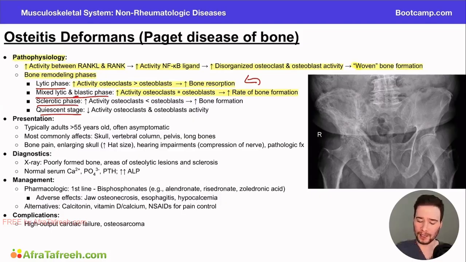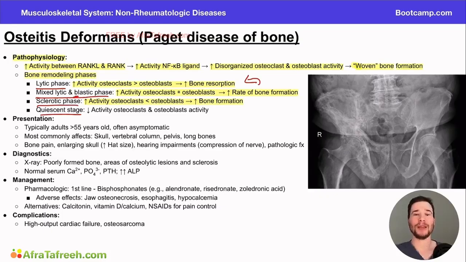Then a third stage is the sclerotic phase. Now we have increased activity of osteoblasts greater than the osteoclasts. This leads to increased bone formation. So this is the opposite of stage one. Stage one, we had greater osteoclast activity, leading to greater bone resorption. Now we have greater osteoblast activity, leading to greater bone formation, and this should make sense to us. And so again, it's not that these cells are not working at all, right? It's not that we have no activity of osteoblast or osteoclast. It's all about relative. It's which one's activating at greater levels at that portion in the cycle.